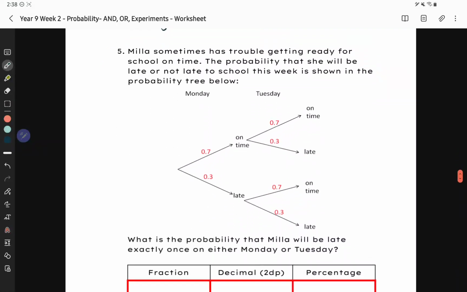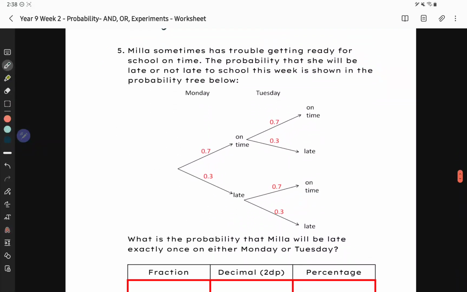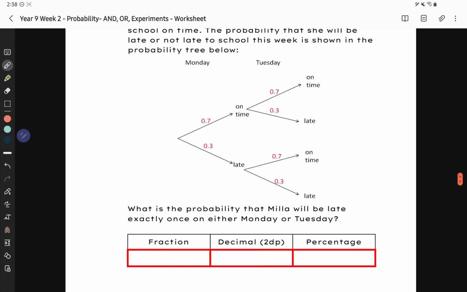Cool. Number 5. Mila sometimes has trouble getting ready for school on time. The probability that she will be late or not late to school this week is shown in the probability tree below. Okay, so 70% chance of being on time, 30% chance of being late. Let's have a look. What is the probability that Mila will be late exactly once on either Monday or Tuesday? Exactly once.